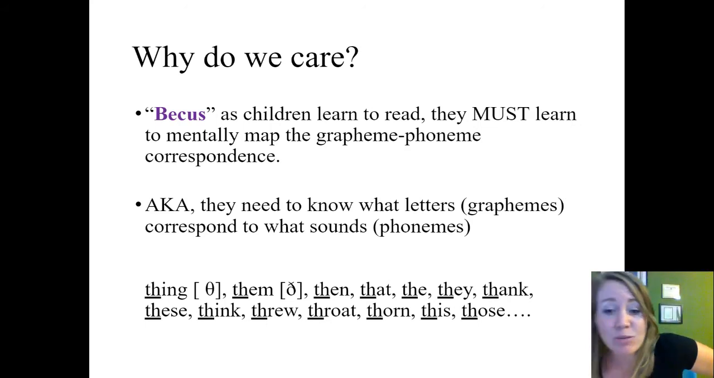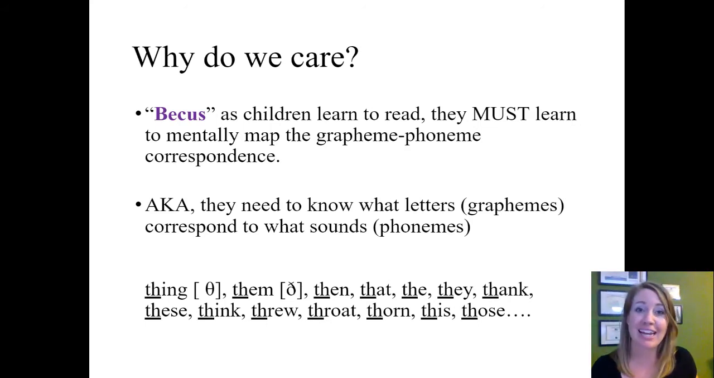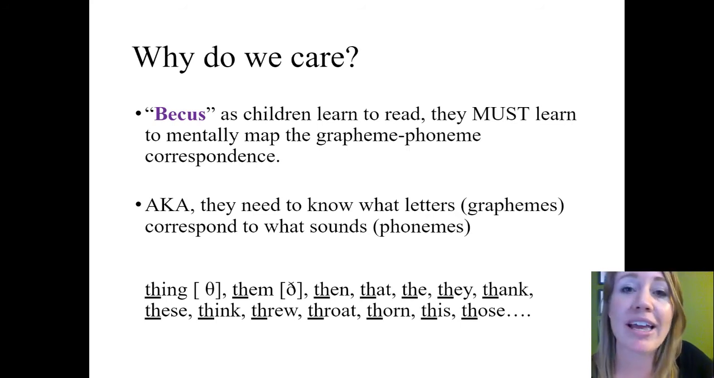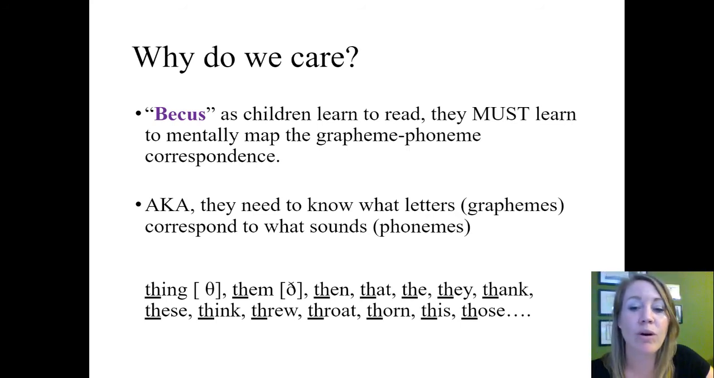So I want you to look at these words right here with the TH beginning. Now keep in mind that the TH digraph can get 2 different sounds. It can get like a quiet one, or it can get a voiced one, okay? But look at all these words. Thing, them, then, that, the, they, think, these, think, through, throat, thorn, this, those. That was like a tongue twister. That was some alliteration right there.